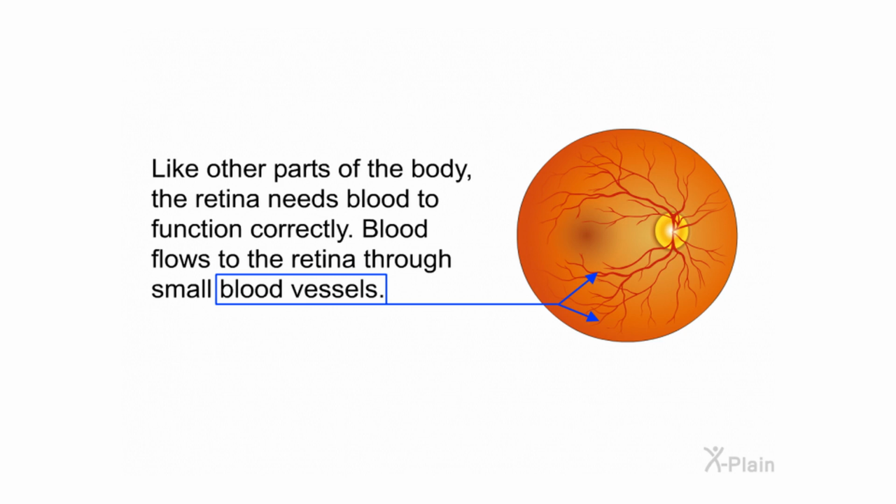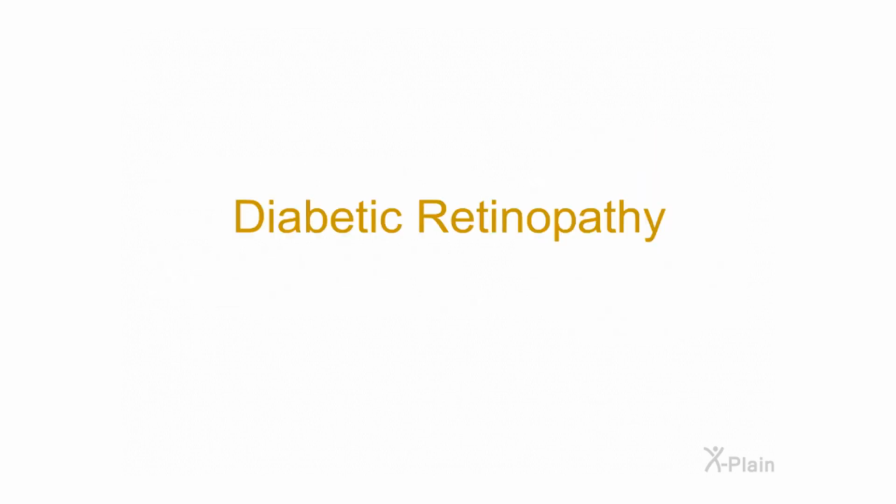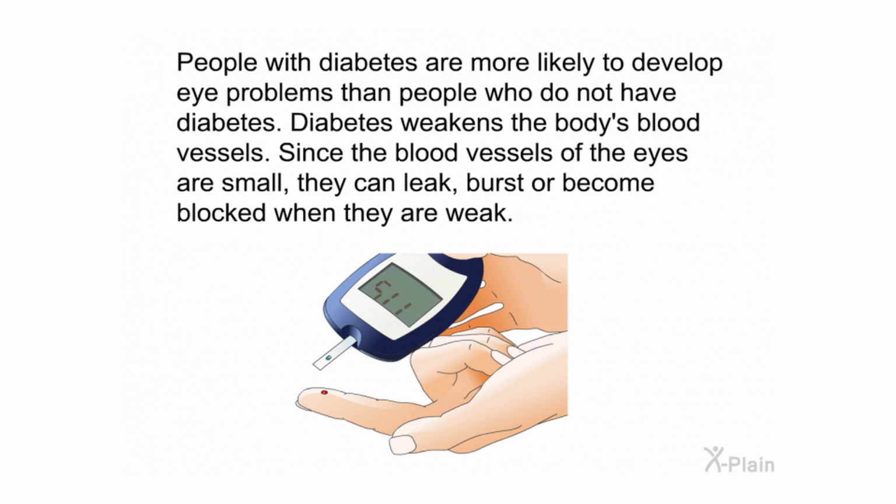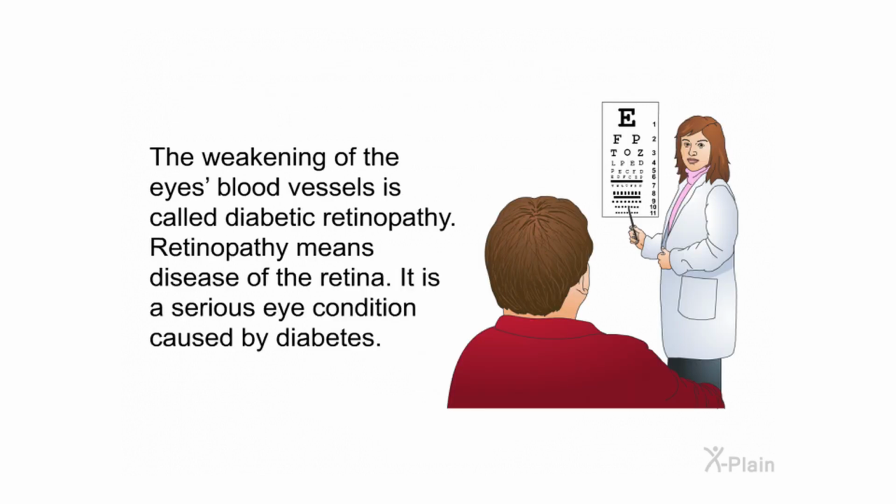Like other parts of the body, the retina needs blood to function correctly. Blood flows to the retina through small blood vessels. Diabetic retinopathy. People with diabetes are more likely to develop eye problems than people who do not have diabetes. Diabetes weakens the body's blood vessels. Since the blood vessels of the eyes are small, they can leak, burst, or become blocked when they are weak. The weakening of the eye's blood vessels is called diabetic retinopathy. Retinopathy means disease of the retina. It is a serious eye condition caused by diabetes.